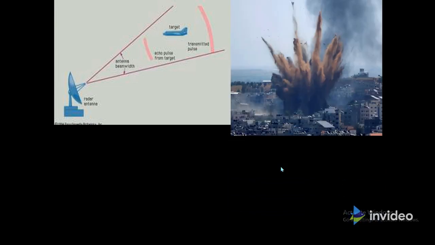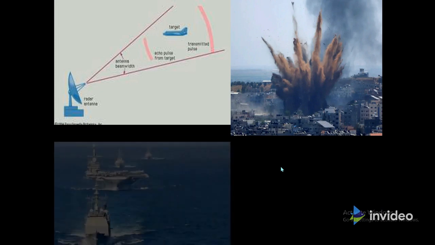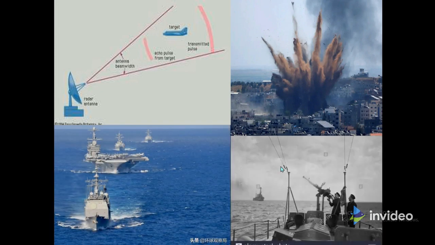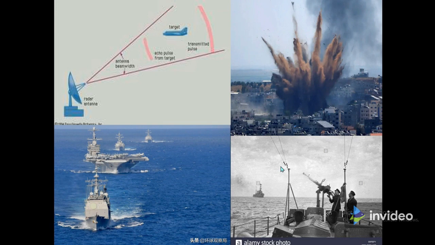Okay, let's see the pictures. Guiding missiles, we can detect missiles, bombing cities, aiming guns, and this is early warning. The ships, that's early warning, and that is aiming guns.